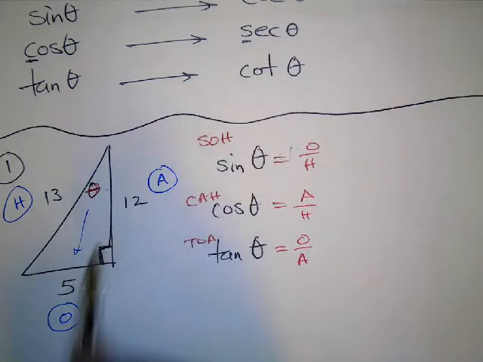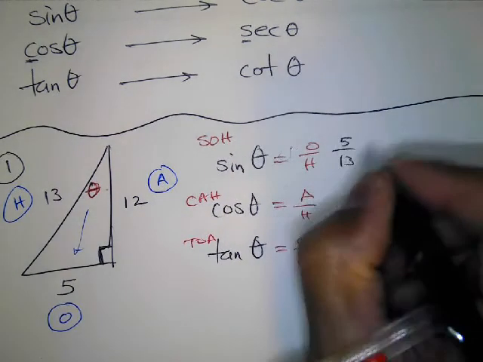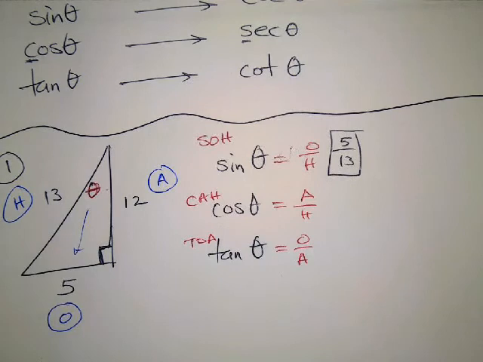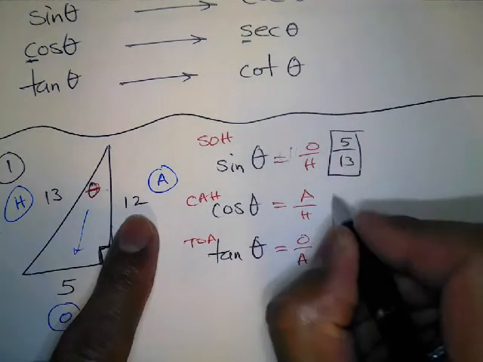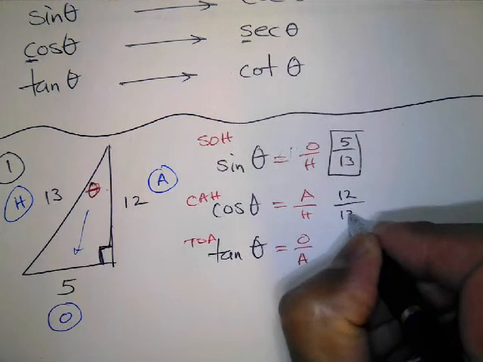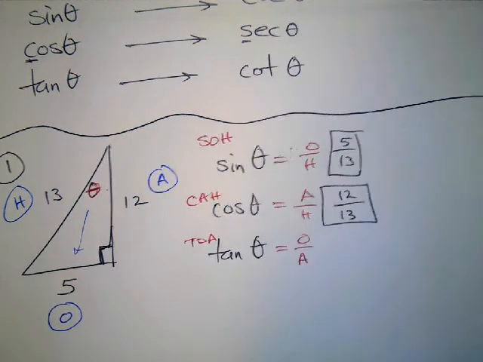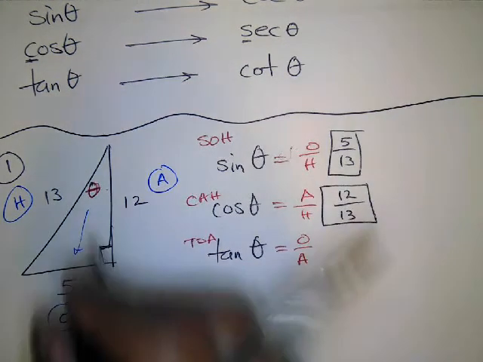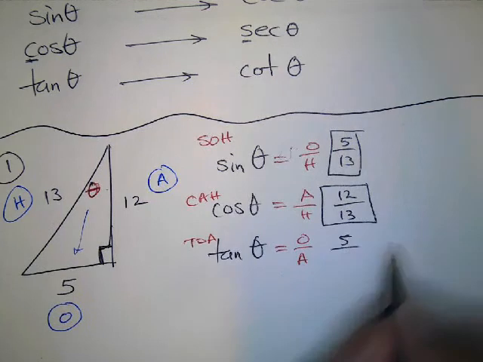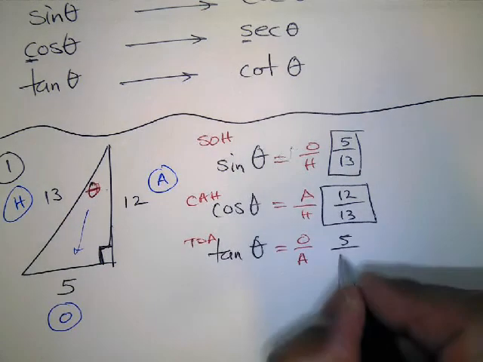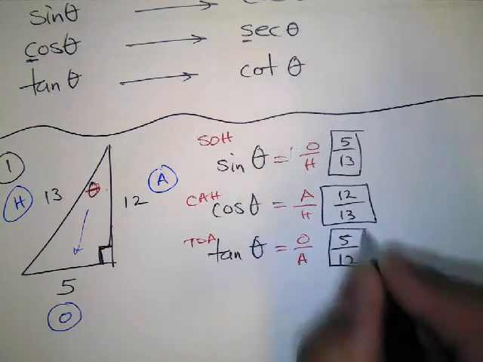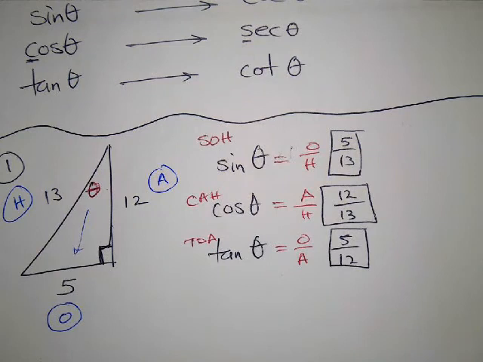So sine is going to be O over H, 5 over 13. Always check to reduce, but that one doesn't reduce. Cosine is A, which is 12 over H, which is 13. That one doesn't reduce. And tangent is O, which is 5 over A, which is 12. And always check to reduce. That doesn't reduce.